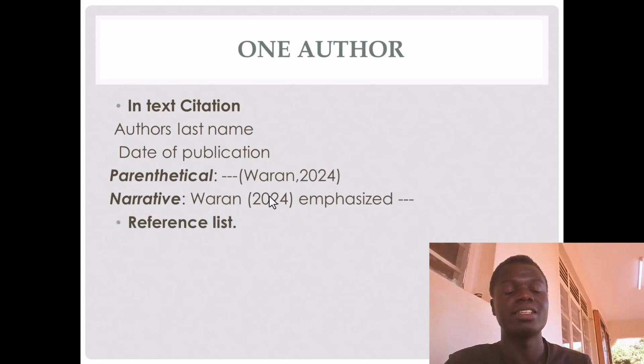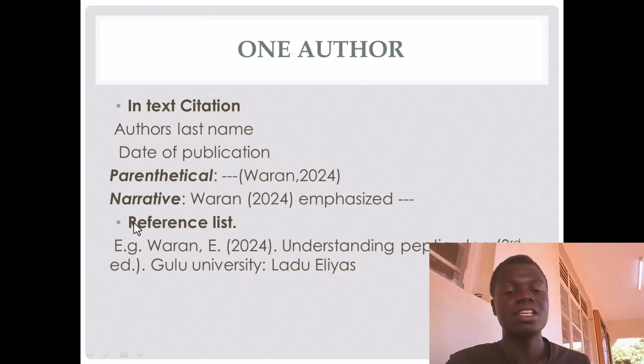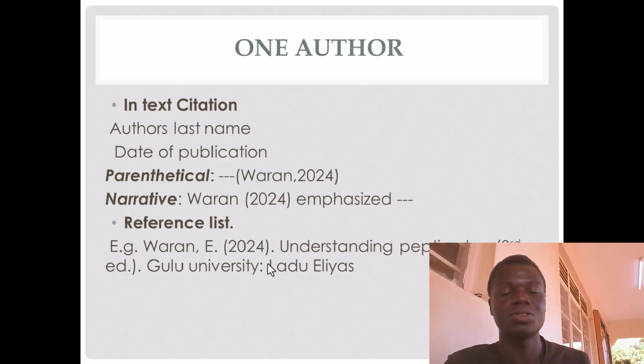in a bracket. Now when you are creating a reference list, because before I said that we're going to look at in-text citation and the creation of a reference list, in the reference list you need to include all the details. So you include the author's last name and the initial of the author's first name, the year of publication, and then the journal itself, and then the institution, and other things will continue. This will take us to when you want to cite two authors.